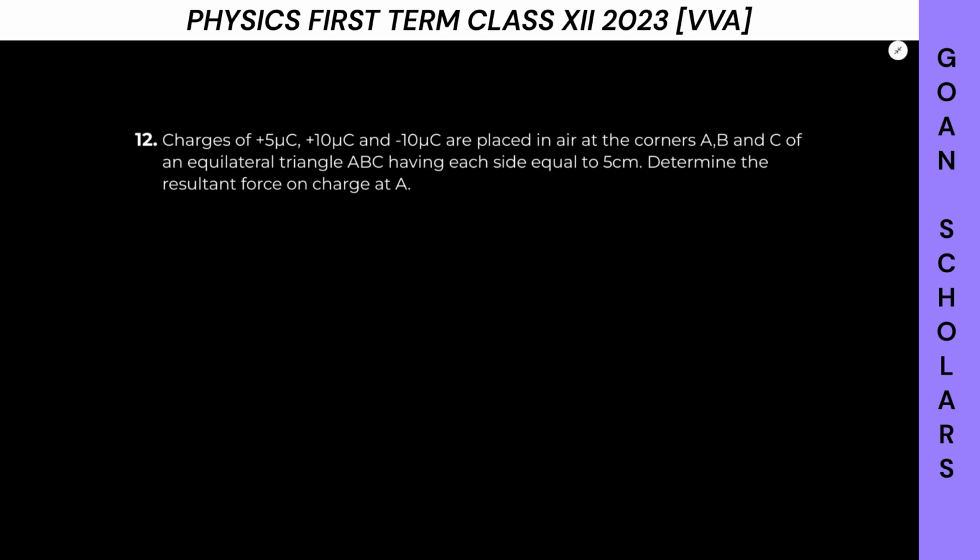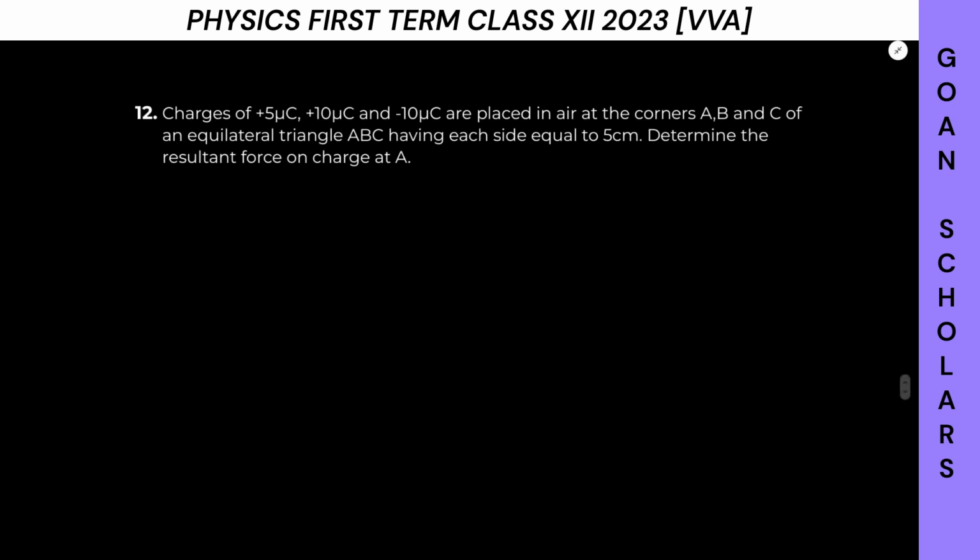Charges of 5 microcoulomb, 10 microcoulomb and minus 10 microcoulomb are placed in air at the corners A, B, C of an equilateral triangle.